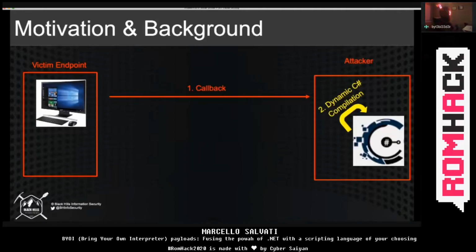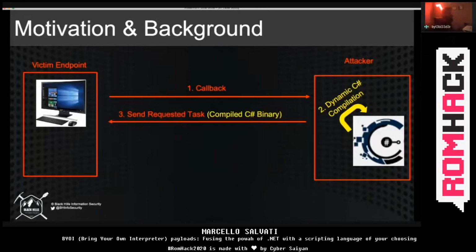As a difference between PowerShell Empire and Covenant, instead of just throwing down raw source code of a script, it actually has to dynamically compile the C# code on the fly server side and then send down to the endpoint a compiled C# binary. Okay, so this is one of the key differences between Covenant and Empire.